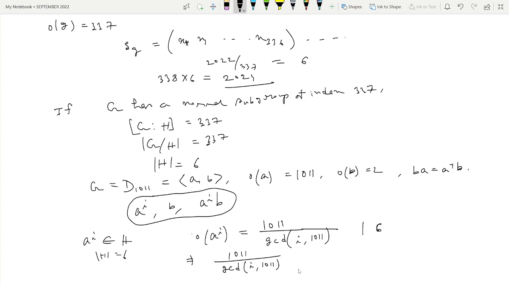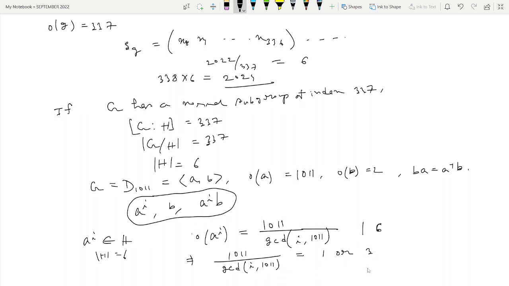This clearly cannot be an even number, because if it is an even number, then 1011 equals some even number into this GCD 1011. So the left side is odd and the right side is even, so it cannot be true. So this must be an odd number. So the only possibility is either 1 or 3.